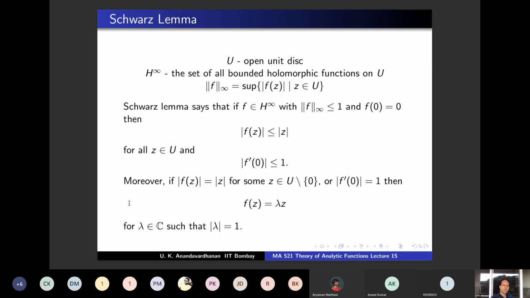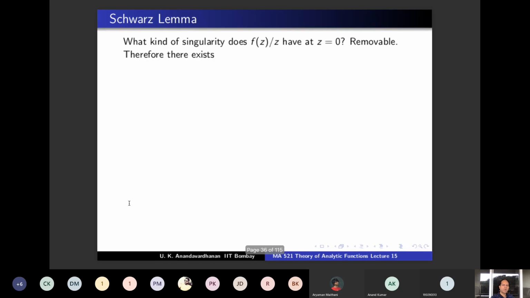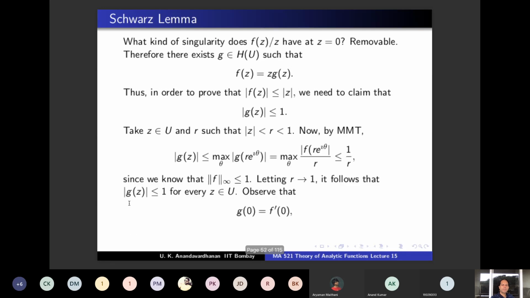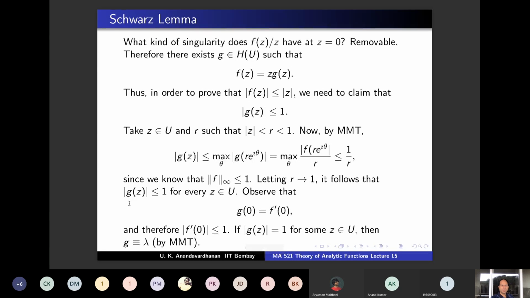So this is a proof of Schwarz lemma. It is a simple application of the maximum modulus theorem. Okay. So this proves Schwarz lemma. So this is again the maximum modulus theorem.